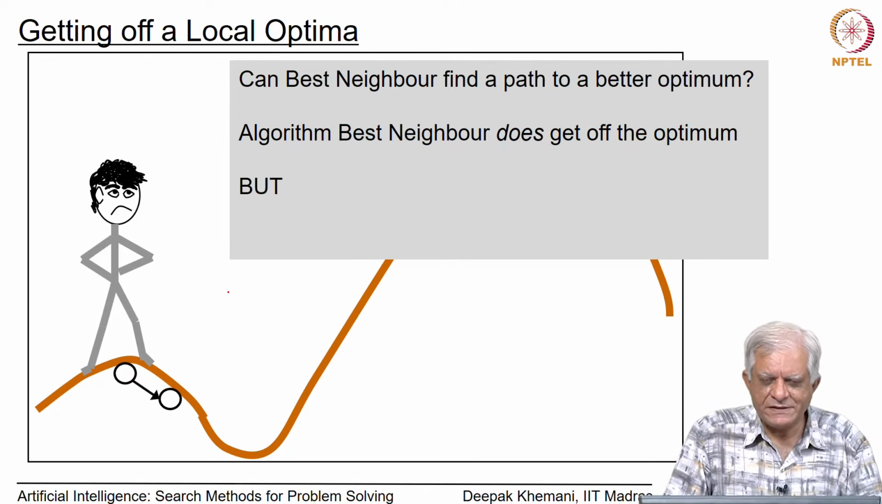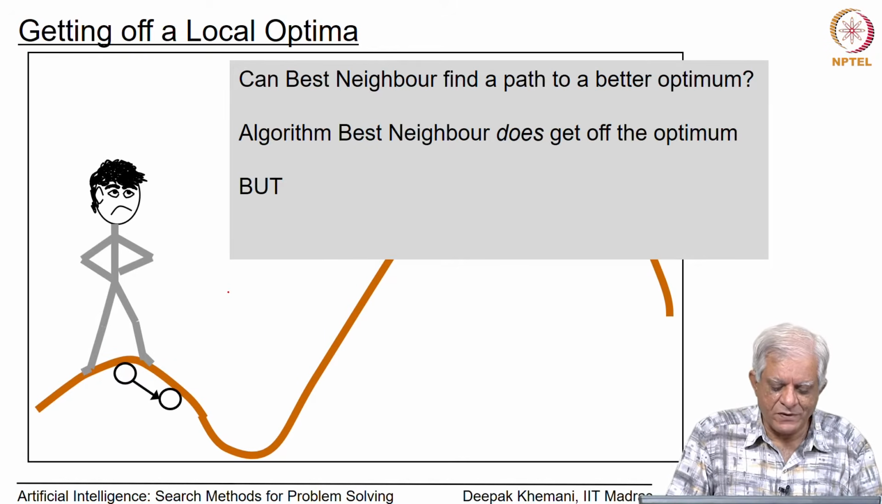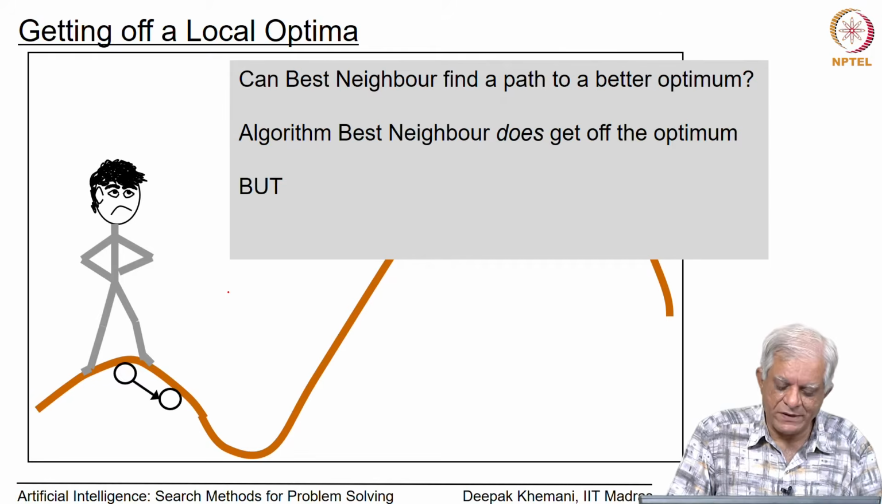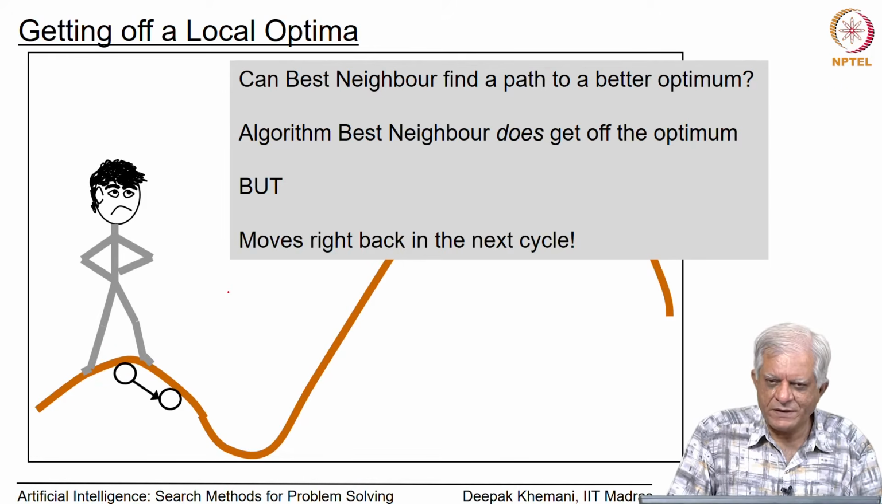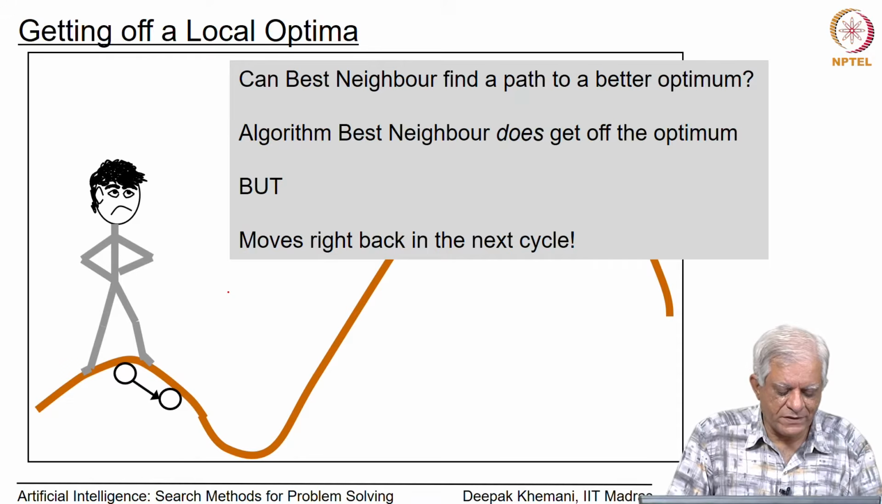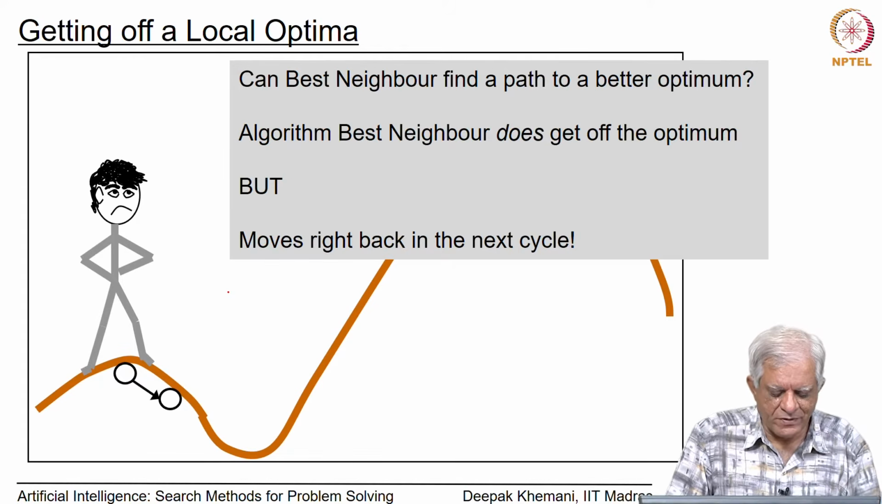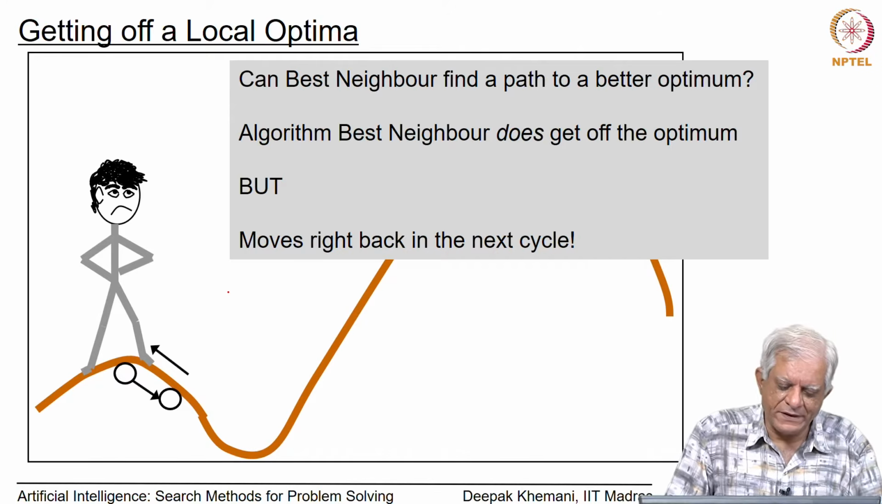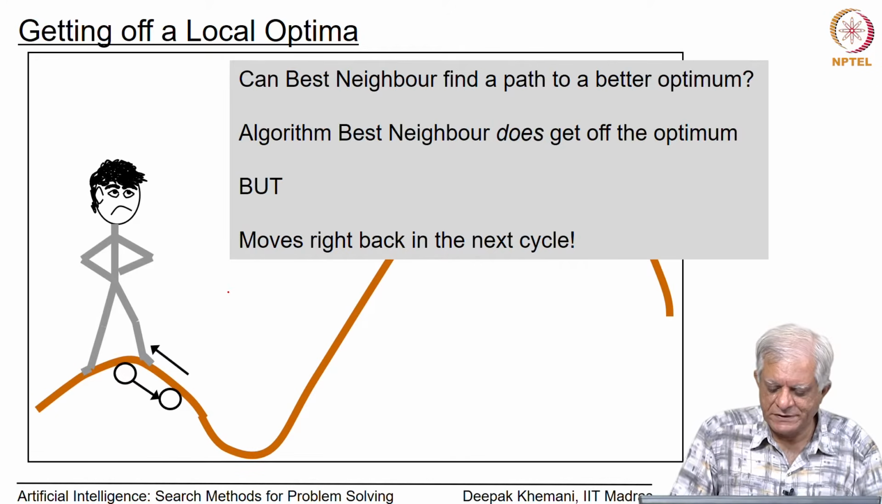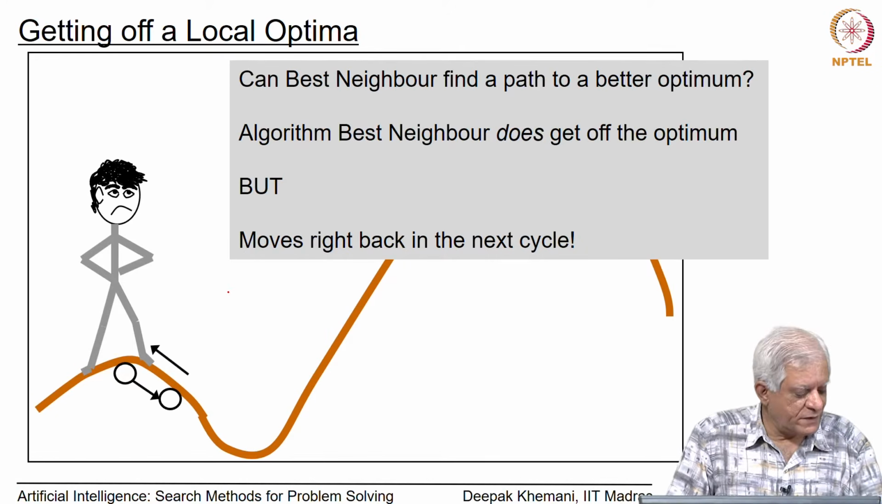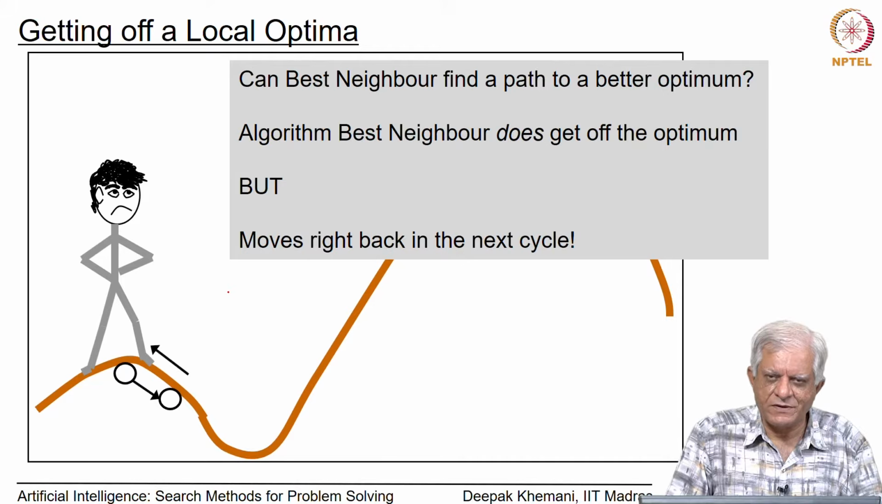The problem with this algorithm is that in the next cycle, when it looks for the neighbor of the new current node, it will just move right back to the local maximum, because that is the best neighbor for the new node. So, this is what would happen, and this is what we have to somehow stop happening, which is what we do in this algorithm, which we call taboo search.